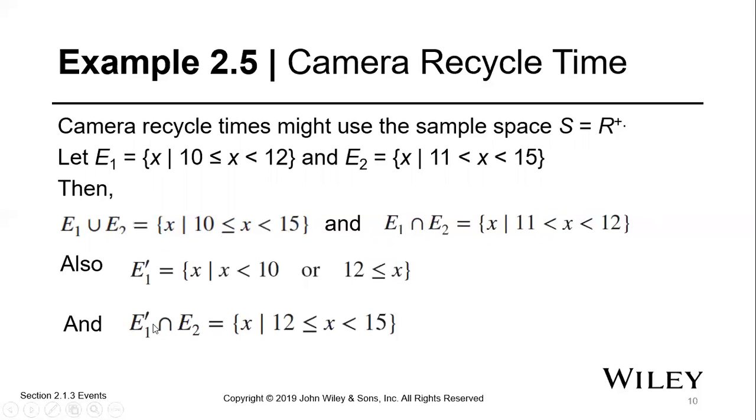And the complement of E1 union E2, this part right here, is between 12 and 15 seconds because E2 is 11 to 15. We have this as less than 10, so this does not fit in this, but this fits in this. So this sets the minimum boundary, and that sets the upper boundary.